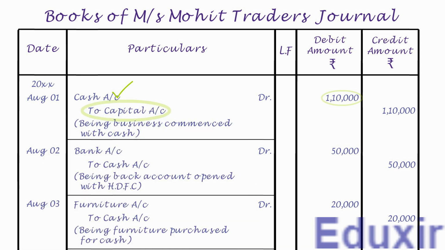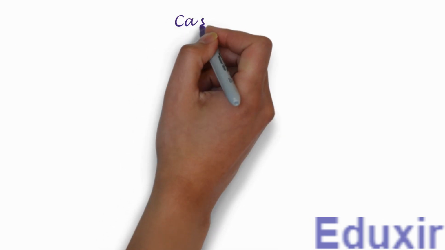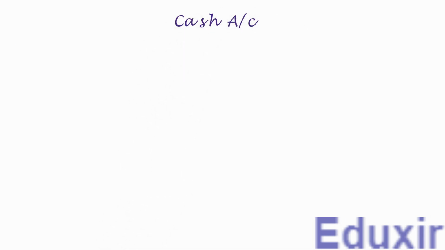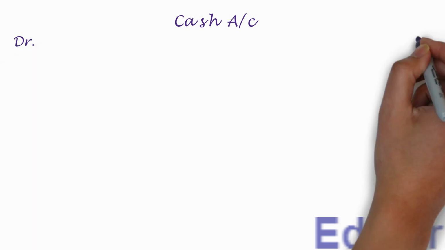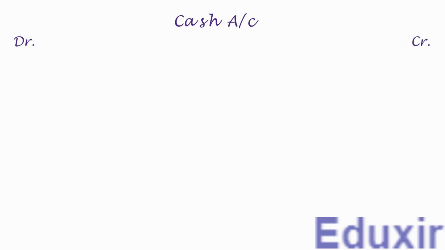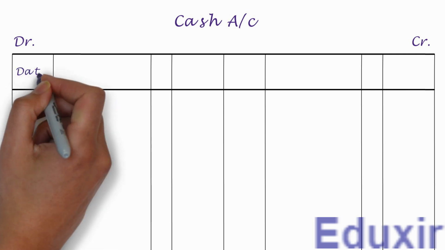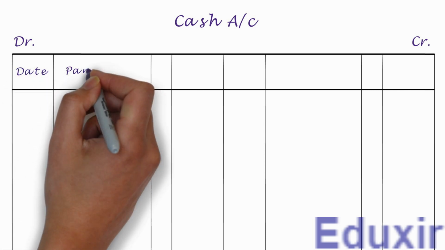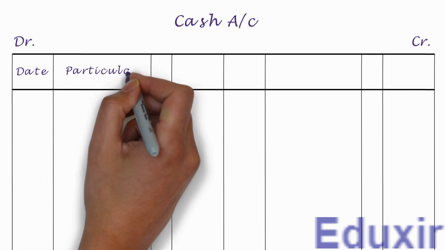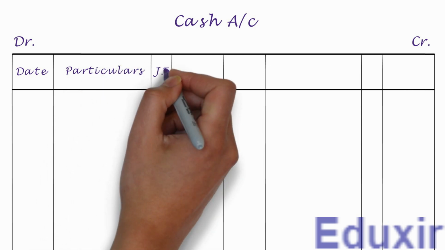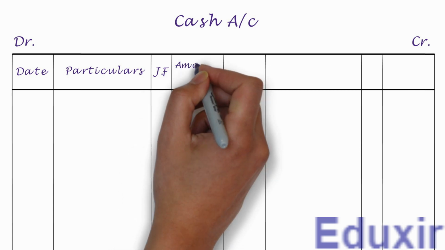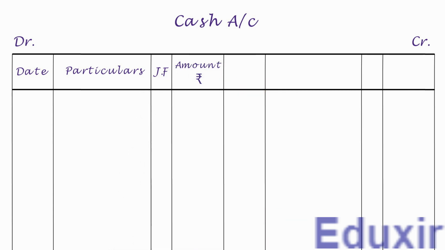For posting this entry, we need to create a ledger account for cash, as it is not yet created. Let us first write the title as cash account. Let us then write the headers DR and CR to designate the debit and credit sides respectively. Let us now have the column headings for date, particulars, journal folio, and amount in rupees on the debit side. Let us have the same columns on the credit side also.